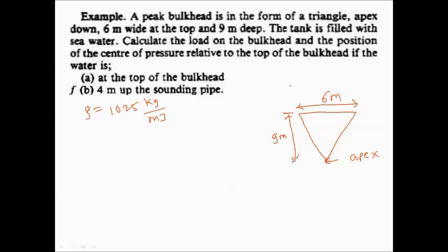There are two conditions here. The first condition is that the water is up to the top of the bulkhead. And the second condition is that there is a sounding pipe from above the top of the bulkhead, and water has entered in the sounding pipe 4 meters above the top of the bulkhead. These are the two conditions. So we will solve that numerical one by one. First, we will do condition A.